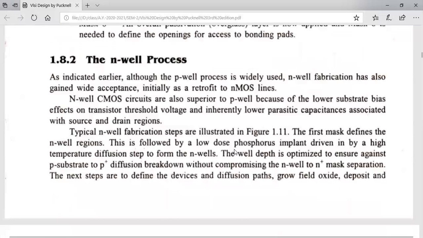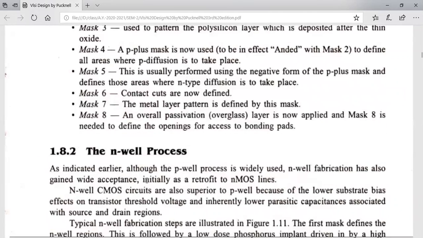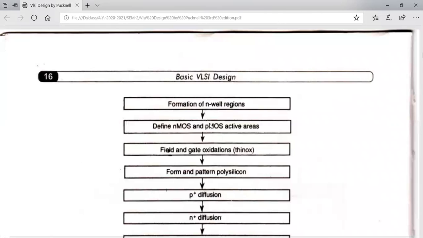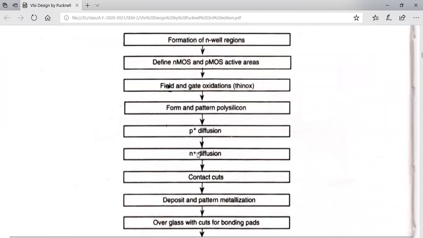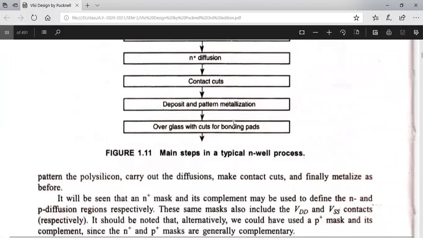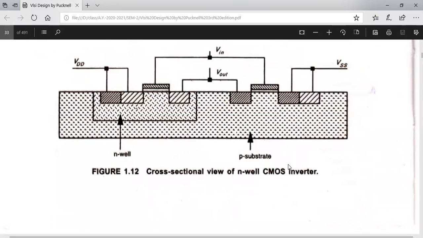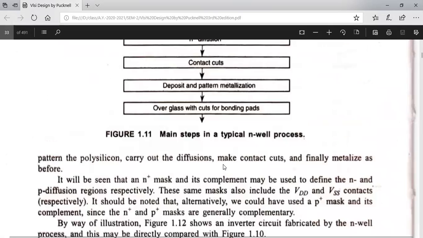For the N-well process, it is also the same. Here the figures are not mentioned, but the step-by-step process is mentioned in a flow chart. You can understand that. Overglass formation means creating the contacts, right? This is the cross-sectional view. First we have seen the P-well process, now we are seeing the N-well process.